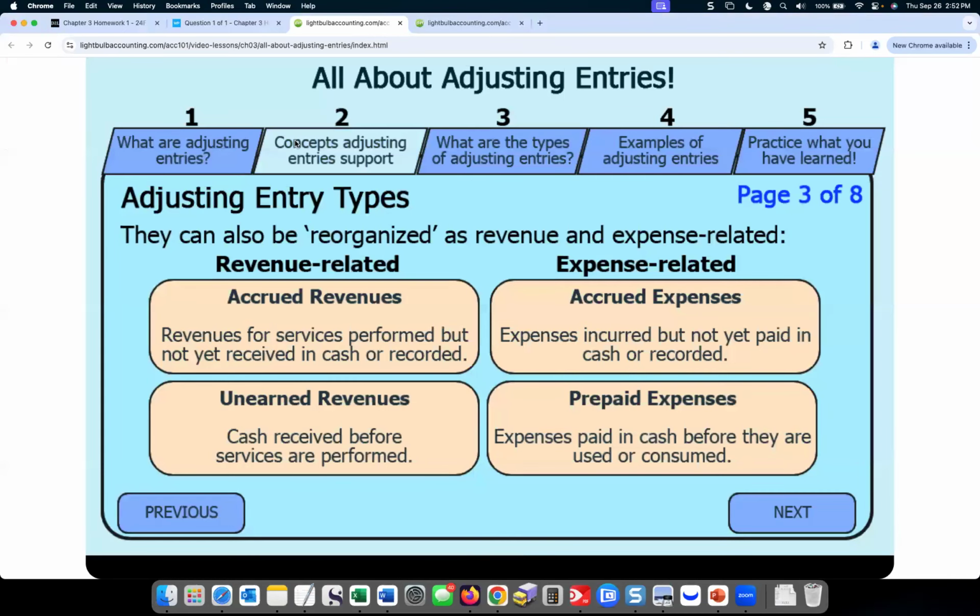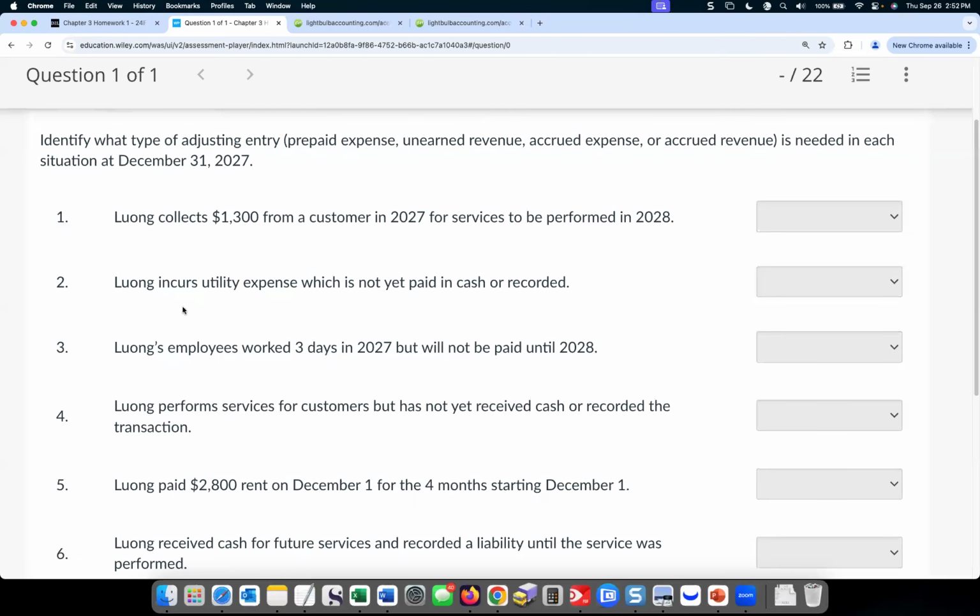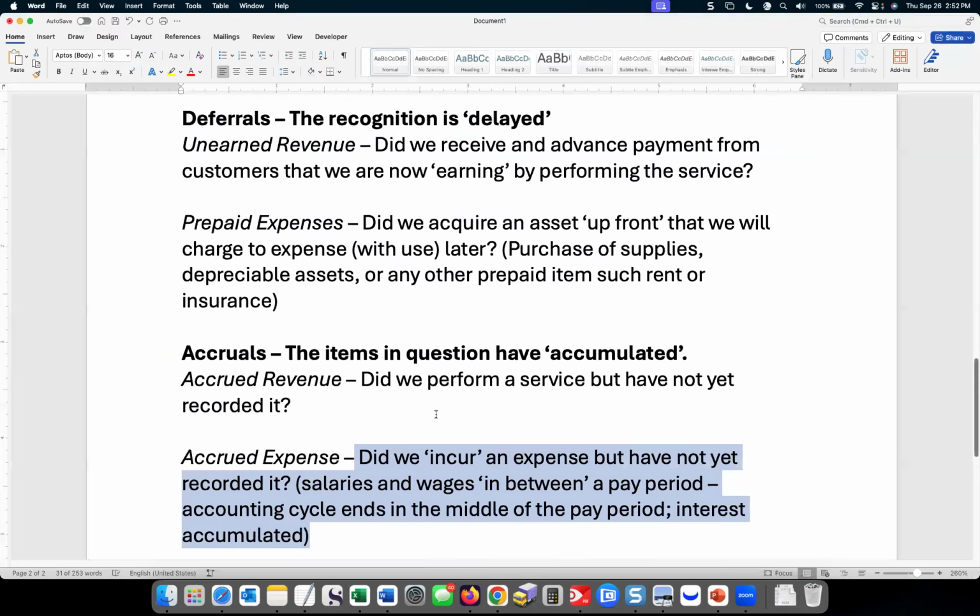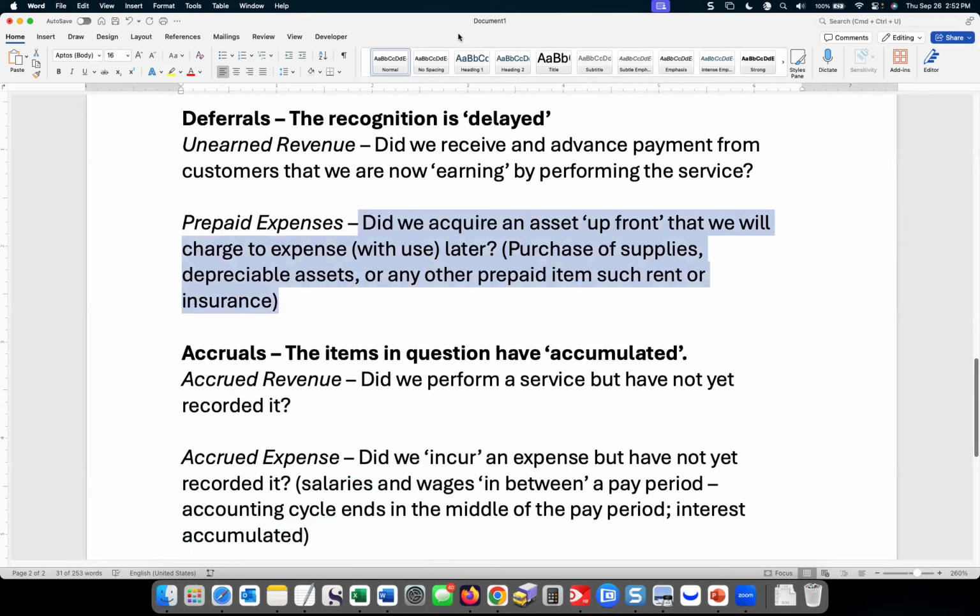And I'll go back to the question here. Let's see it again. So we incurred utilities expenses, did not yet pay them in cash or record them. So the definition of a prepaid asset is, did we acquire an asset up front? And would utilities be an asset? Does that make sense?